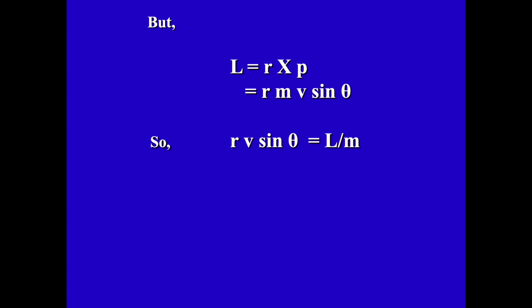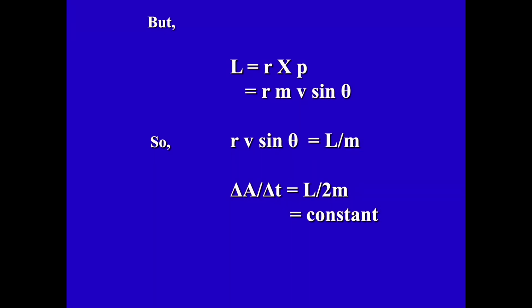If you look at what we had before, r V sine theta is just L over m. It's the angular momentum over the mass of the object. So our delta A over delta t is just the angular momentum over twice the mass of the object. It's a constant because angular momentum is conserved during the orbit, since we said that the torque was equal to 0. So that means that we have equal areas per equal time. So what does this mean? Let me go back to the drawing.